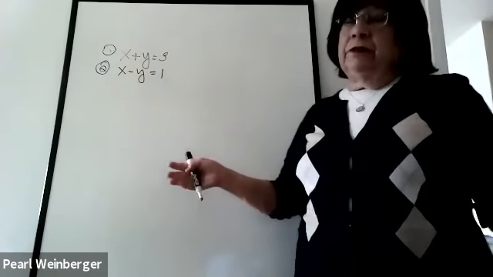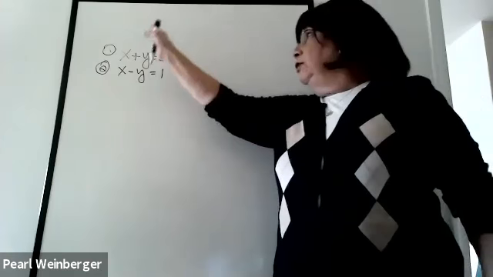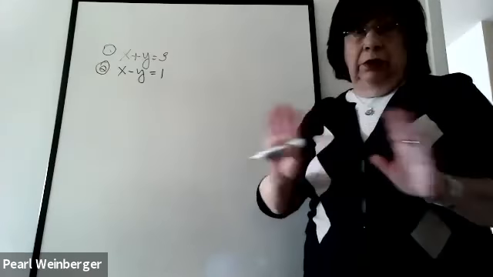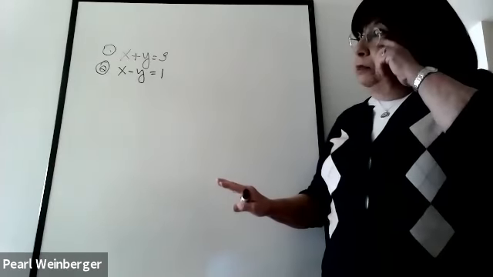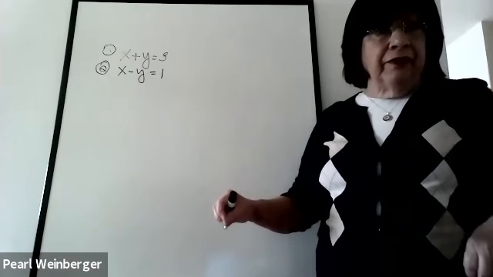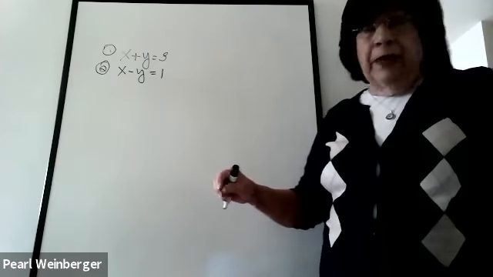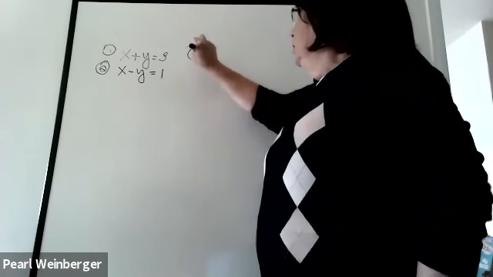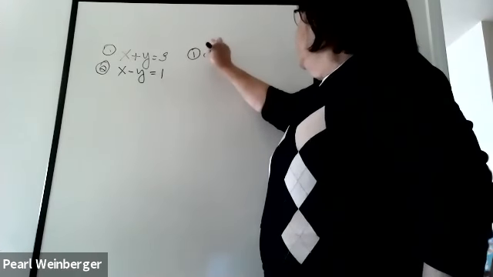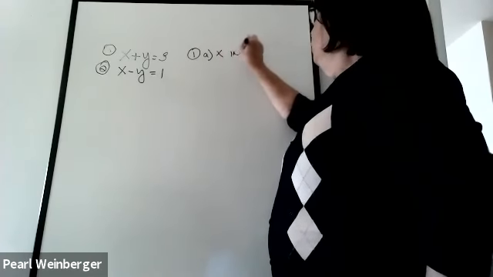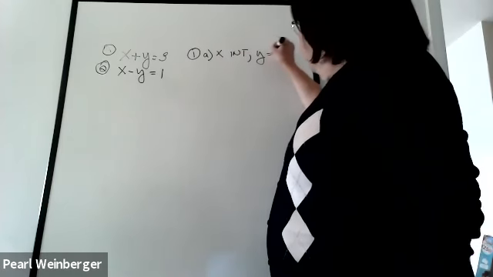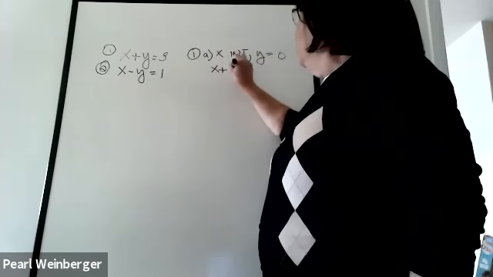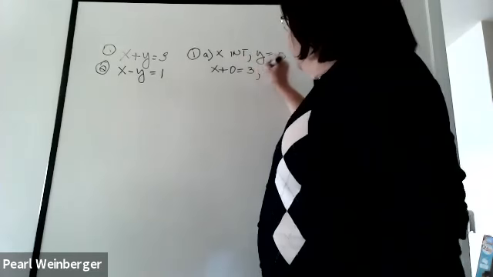Since both of these are written in the standard form, which means that you have the x, the y, the equal sign, and the number, probably the easier way to graph this is to use the intercept method. So if we're doing the intercept method on number 1, to find the x-intercept, we're going to put y equal to 0. And if I put y equal to 0, I'll get x plus 0 equals 3, which simply gives me x equal to 3.